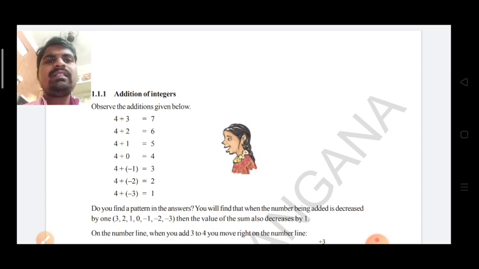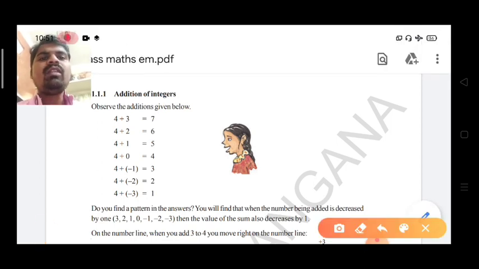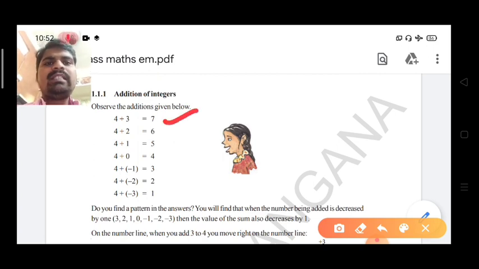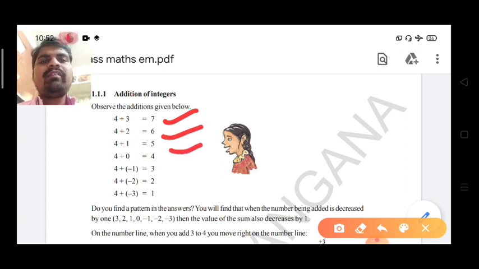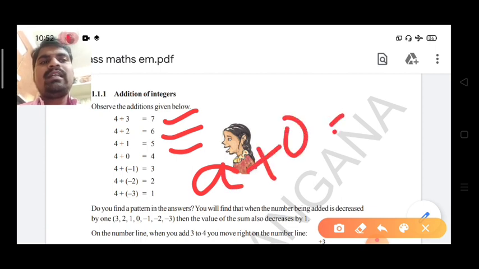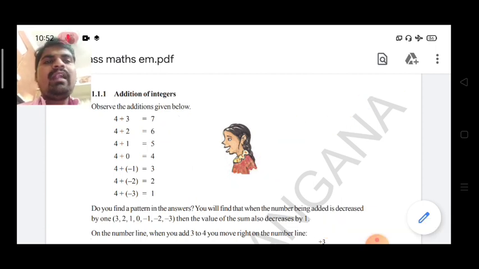First one, you observe here, 4 plus 3 equals 7. Very simple, it is a simple addition. And 4 plus 2 is 6, and 4 plus 1 is 5. You know very well 4 plus 0 is 4. If you add 0 to any number, that is the given number. For example, a plus 0, what is the answer? A only. If you add 0 to any number, the value doesn't change, because 4 plus 0 is 4.